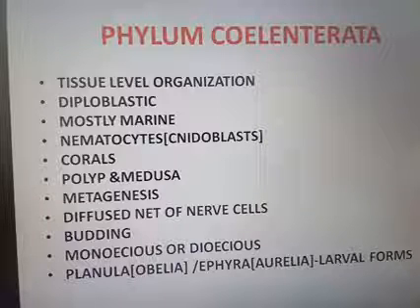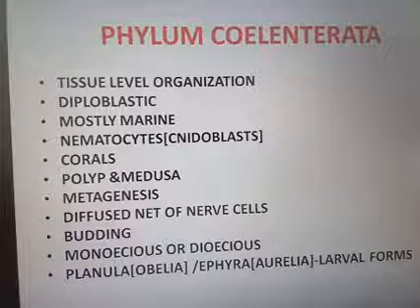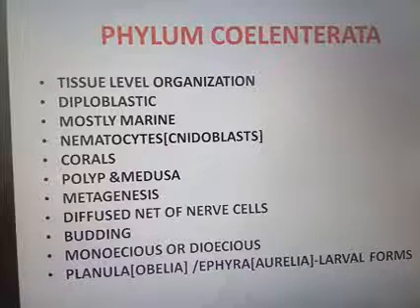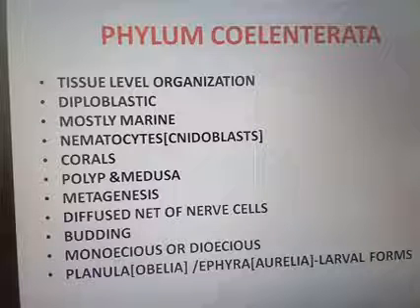Then the next is, the cnidarians show two types of basic body forms. One is polyp and the other one is medusa. The asexual phase is polyp, and the sexual phase is medusa. Clear? Asexual phase is polyp and the sexual phase is medusa.